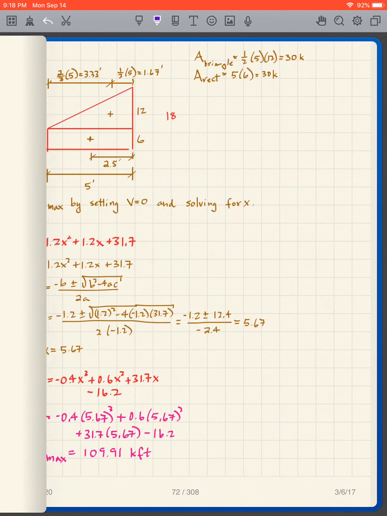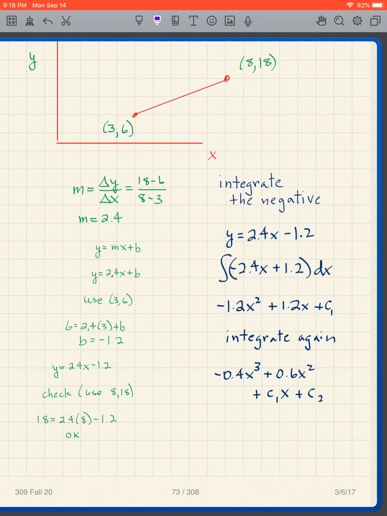And you can all do this, but I'm going to review it one more time. So I have 3, 6 and 8, 18, two points. You write the equation of that straight line, and you all know how to do it. M is delta y over delta x, 18 minus 6 over 8 minus 3. So I get my m is 2.4. Y is equal to mx plus b. That means I have y is equal to 2.4x plus b.